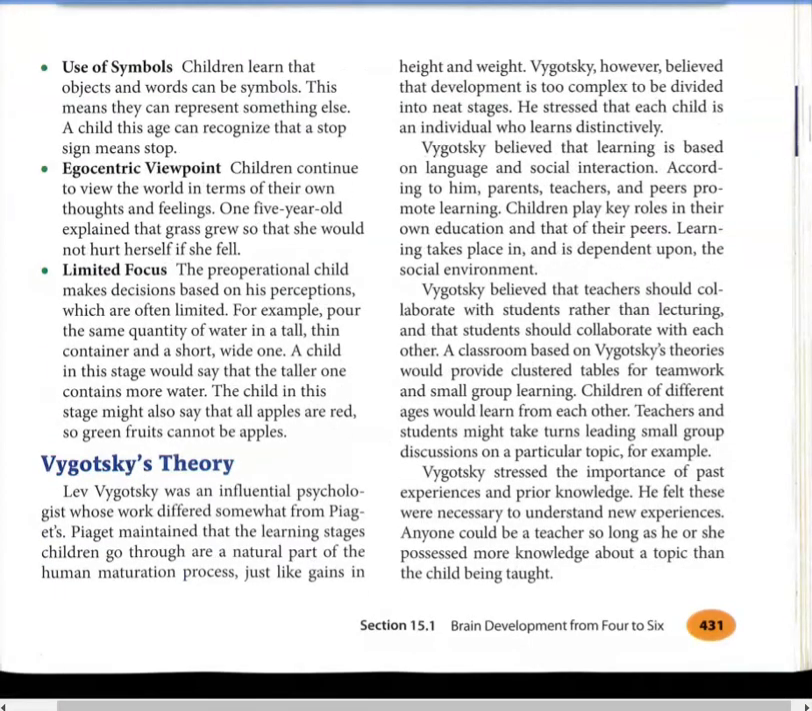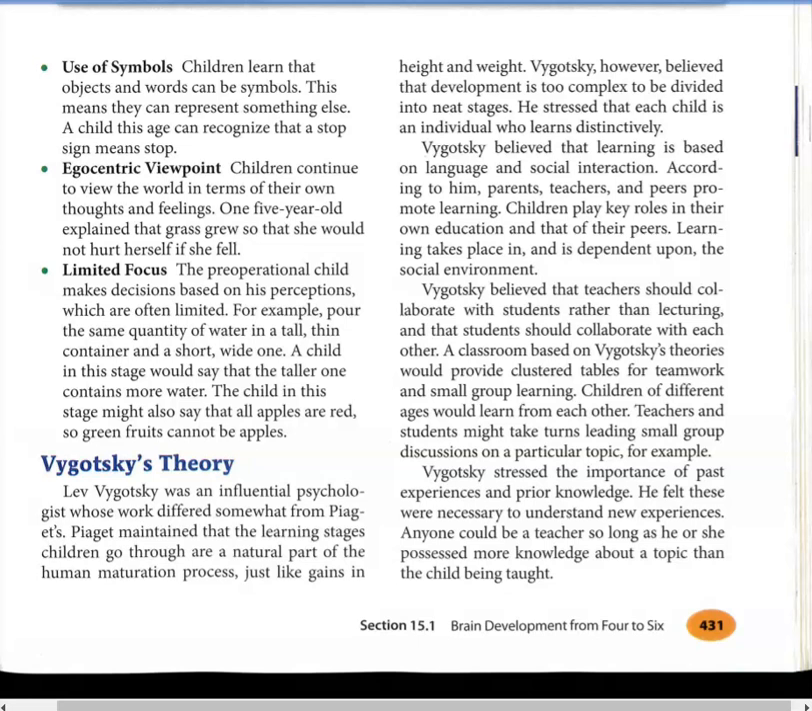The next psychologist that we're going to talk about is Lev Vygotsky. He was very influential, but his work definitely differed from Piaget, right? So Piaget maintained that learning stages children go through are part of a natural human maturing process, right? So they're going to mature and learn in the same vein that they grow in height and weight, right?